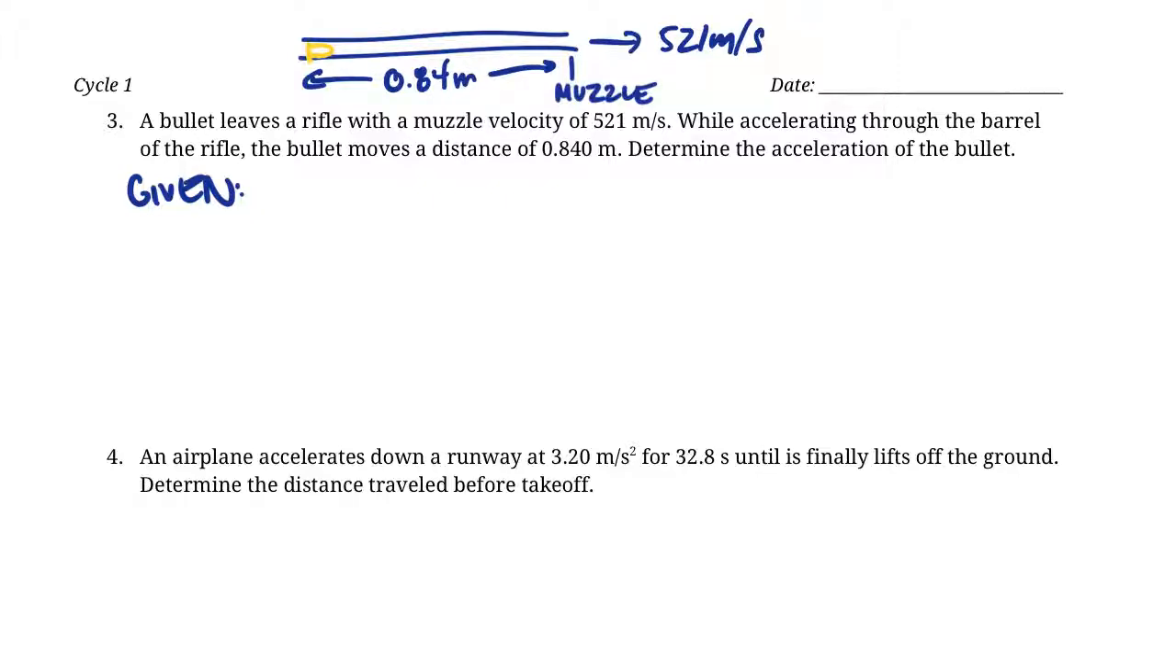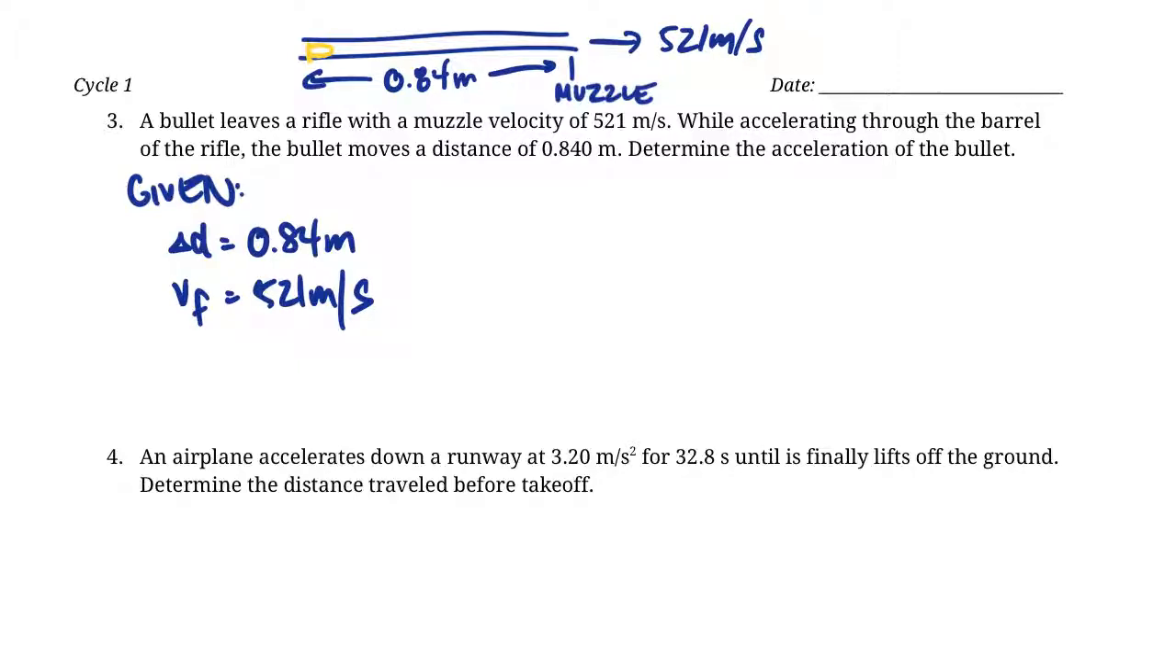So essentially what we're given is the distance traveled, which is 0.84 meters, and the final velocity, right? The velocity at the end of its acceleration when it leaves the muzzle is 521 meters per second.